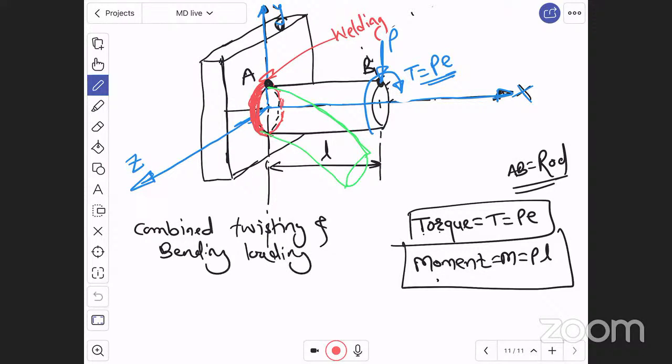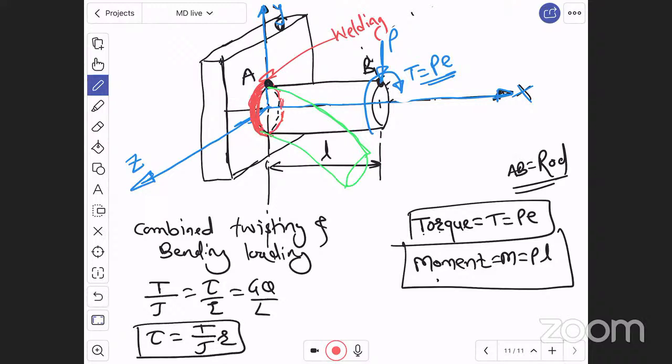Now, because of torque, there will be torsional shear stress. As there is a torque, we can apply the torsional equation T by J is equal to tau by R is equal to G theta by L. You have learned this equation in strength of material. Therefore, torsional shear stress is equal to T by J into R. It is subjected to shear stress.